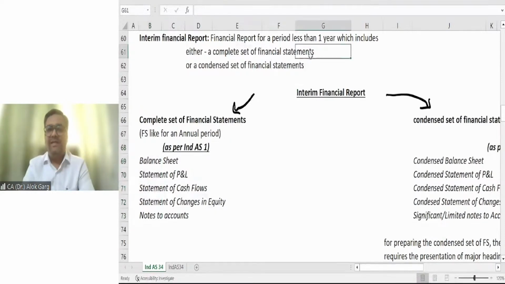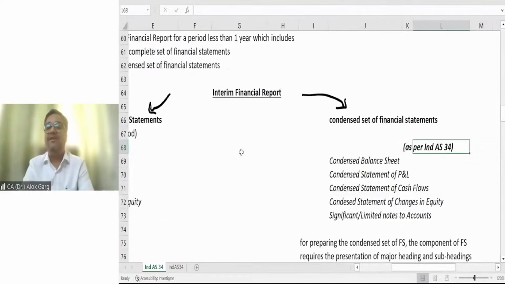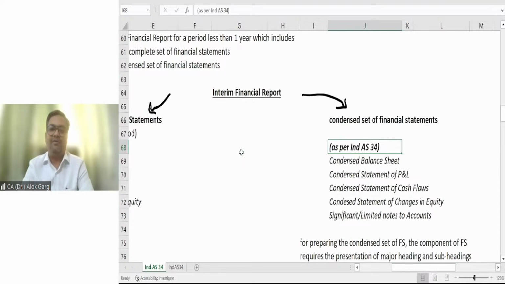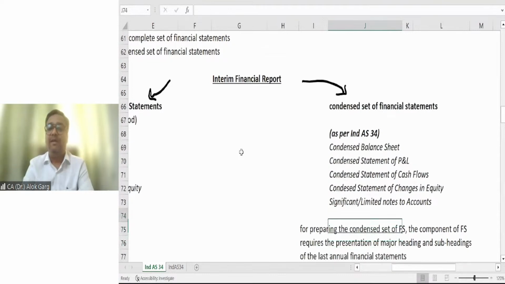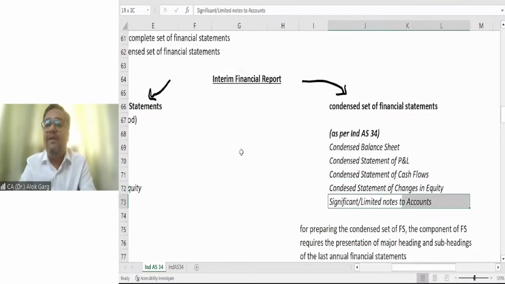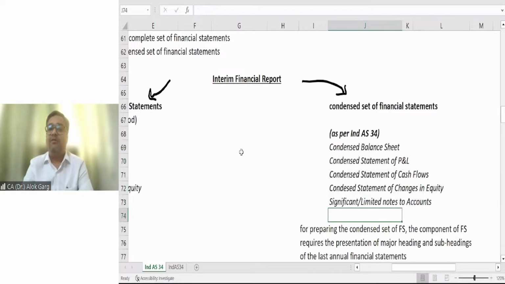Okay. So the standard says that if you are preparing a complete set of financial statements, then you need to follow Ind AS 1. But if you want to prepare a condensed set of financial statements, in that case, you need to follow Ind AS 34. And Ind AS 34 says that you need to prepare a condensed balance sheet, condensed statement of P&L, condensed statement of cash flows, condensed statement of changes in equity, and significant or limited notes to accounts. Sir, what is meant by condensed? What is the Hindi meaning of condensed? Condensed means chota, smaller, right?